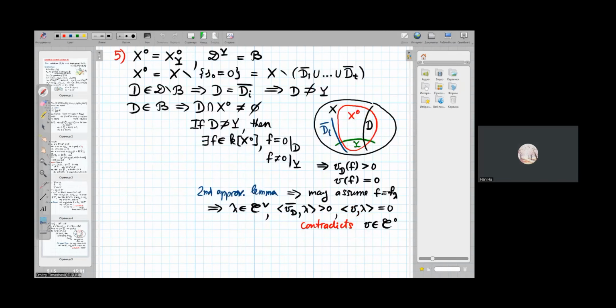D belongs to B, yeah. And so this D means it is not G invariant. It is only B invariant. Yes, it is B invariant. It is a color. And this vector.